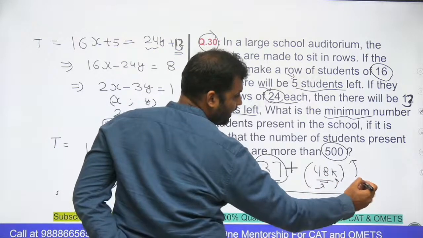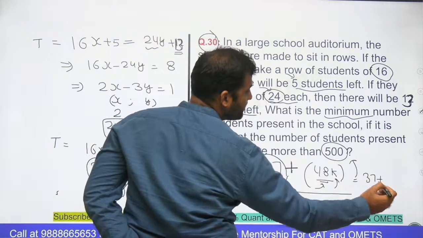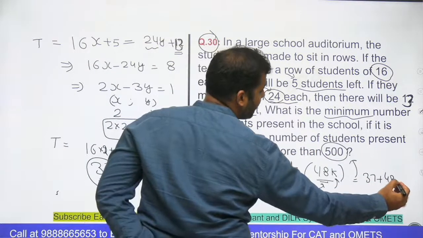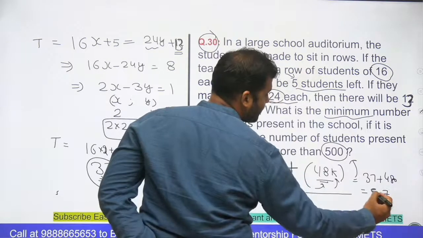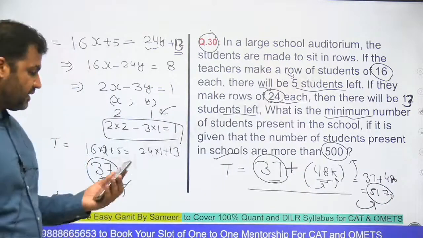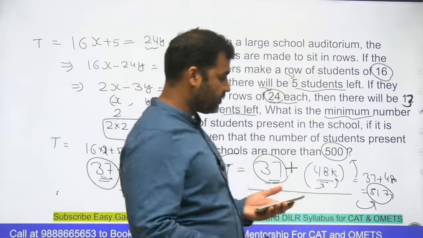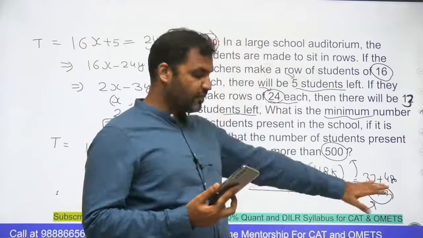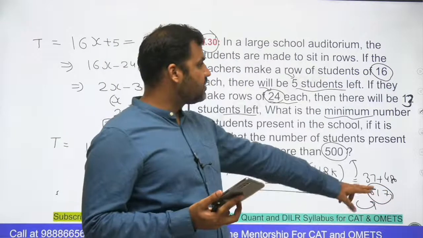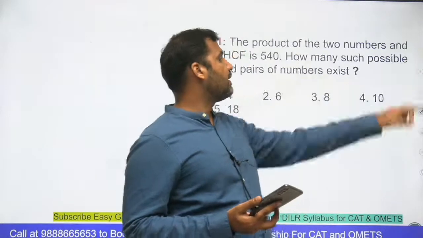अगर k का वैल्यू 10 लोगे तो minimum number of students so that they get more than 500 would be 37 plus 480. Yes or no? So 517 students आएंगे बच्चों. 517 will be the total number of students. Do you agree बच्चों? किसी बच्चे को डाउट इस पॉइंट में तो बताओ. Anybody having any doubt in it? Do let me know. Clear? So answer to the question will be 517.